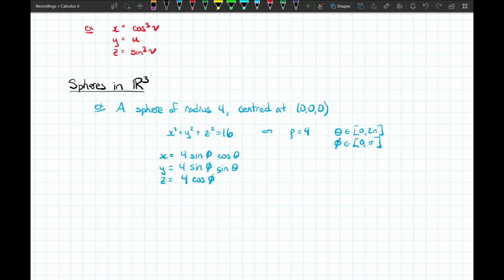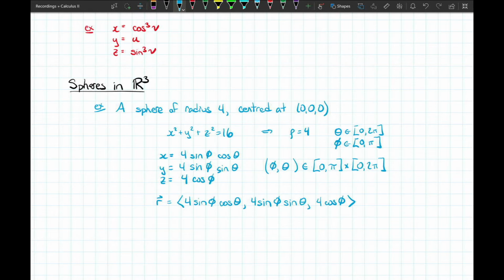Now, at this point in time, you can see we have x, y, and z equations in terms of our parameters phi and theta. And so once again, this is going to be a surface. Now, if we want to, we could also write this in vector form. And that would simply be those three components.